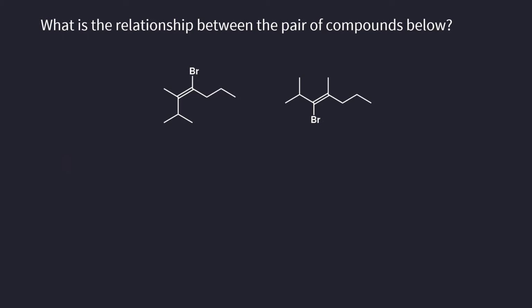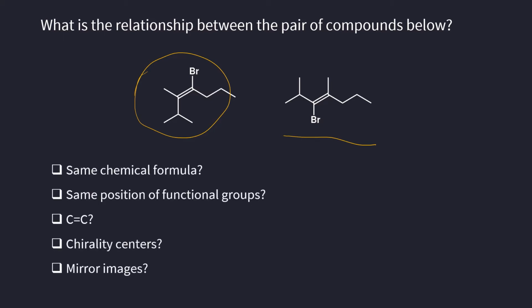For this pair of compounds, we have the same first molecule as before, and we have a different second molecule. Now, what is the relationship between these two? So if you go through our checklist, do they have the same chemical formula? You will notice that they have the same groups attached. They have an isopropyl group, a methyl group, a bromo group, and a propyl group. Isopropyl, bromo, methyl, propyl group. And so they have the same chemical formula.